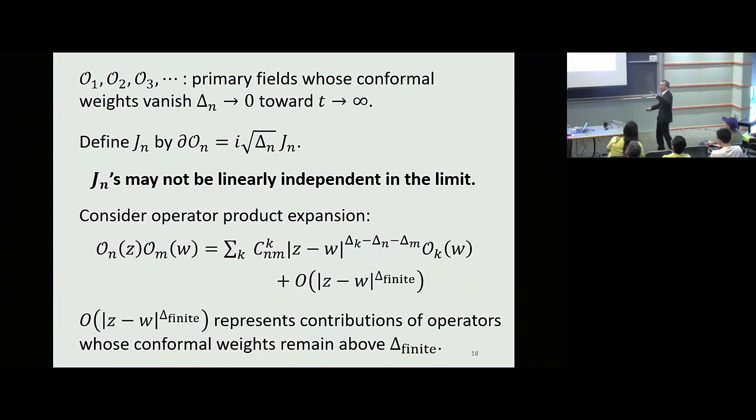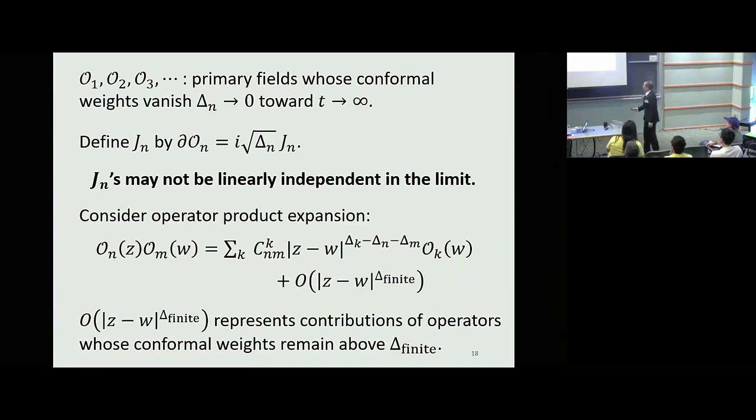So in general, the spectrum can have the following structure: you can have operators whose conformal dimension becomes small and hits the ground, the vacuum conformal dimension. But there might also be some operators whose conformal dimension remains finite in the limit. So we can introduce a parameter, delta finite, which is a gap to these operators with finite dimension, and all other operators go to 0 dimension.